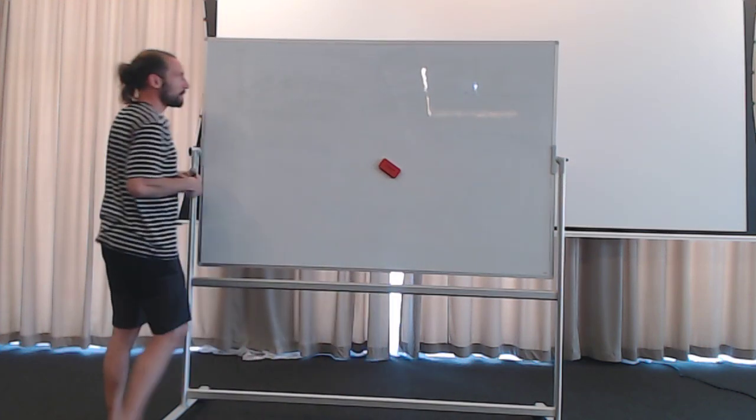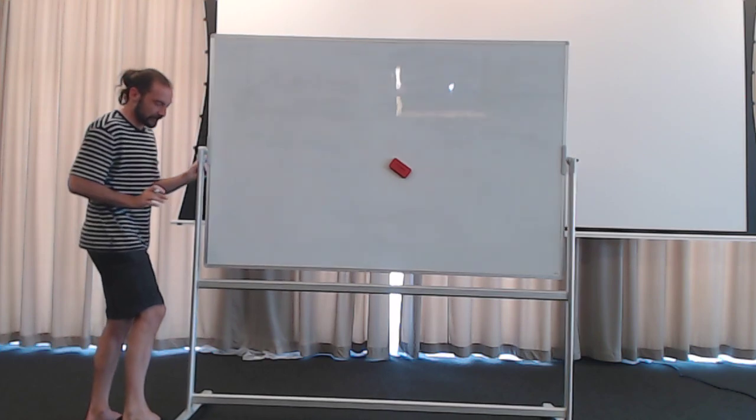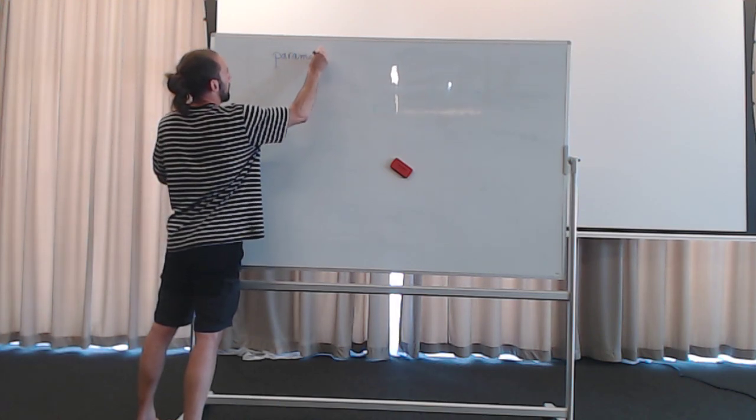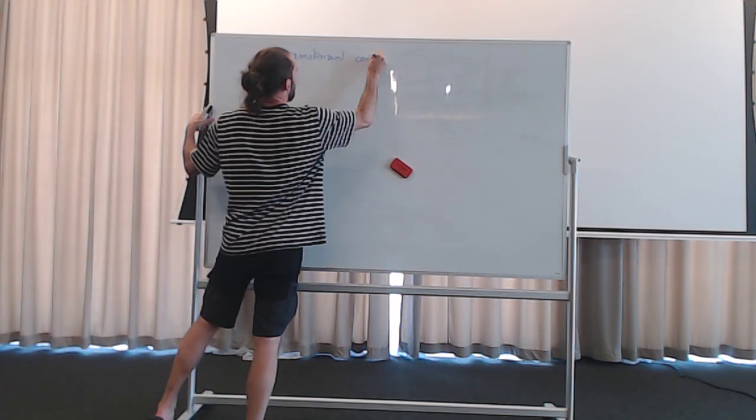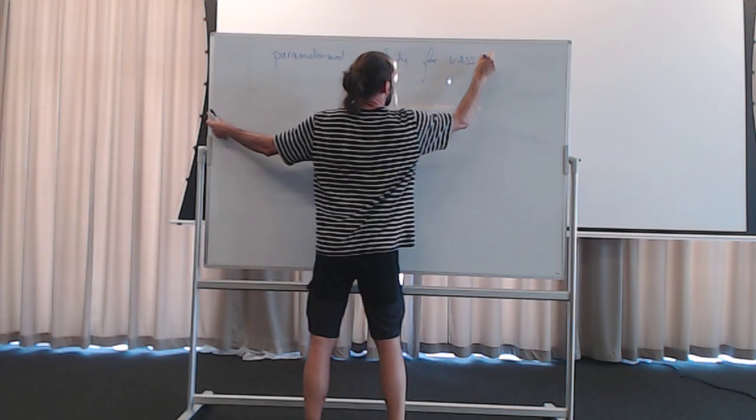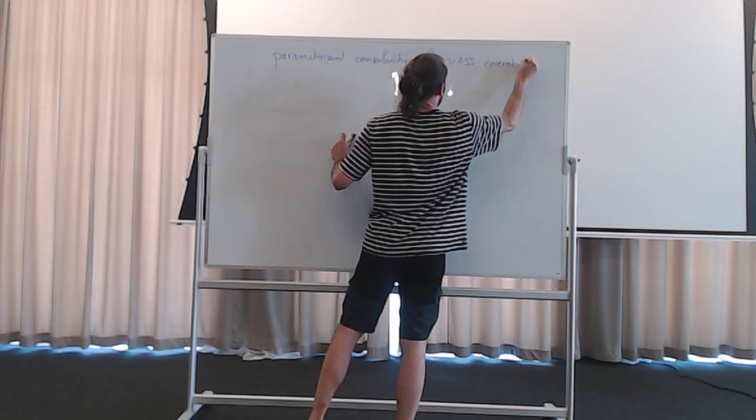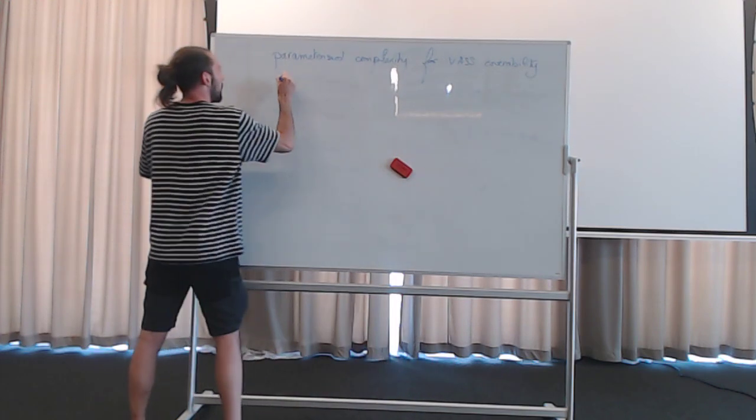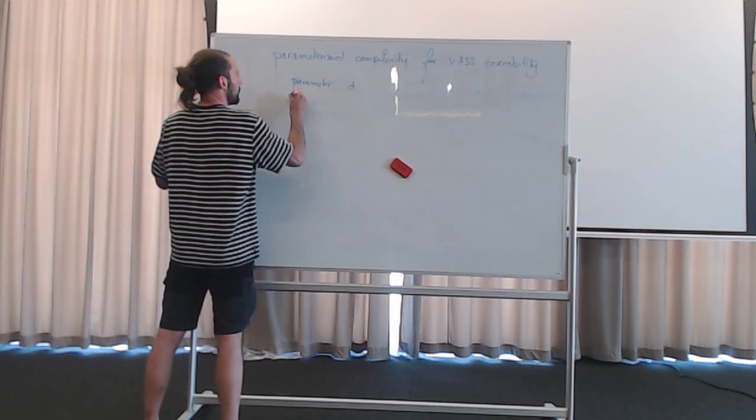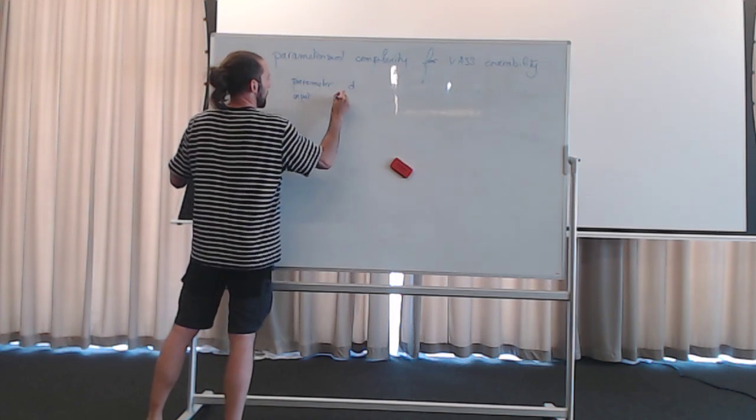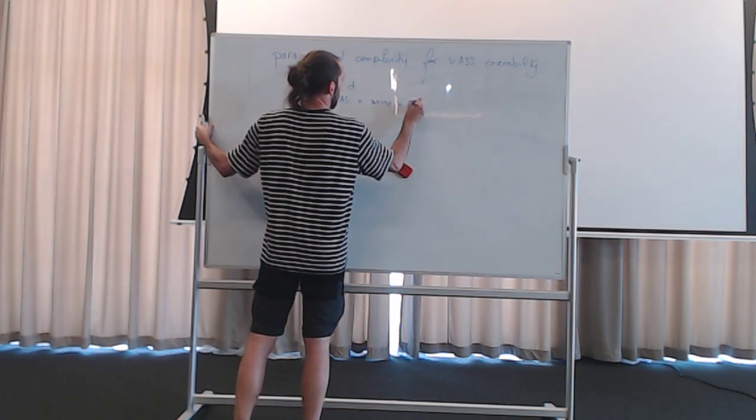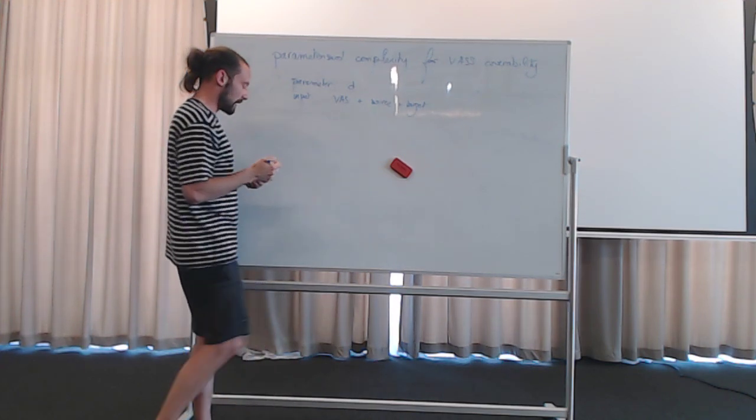Right. A couple of days ago, I mentioned that I thought it was interesting to look at parameterized complexity for reachability. So your parameter is the dimension d. Your input is the VAS plus source and target configurations. And the question is, can you cover?